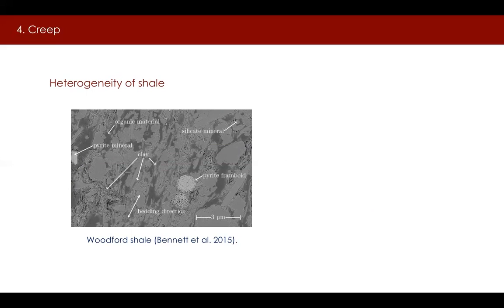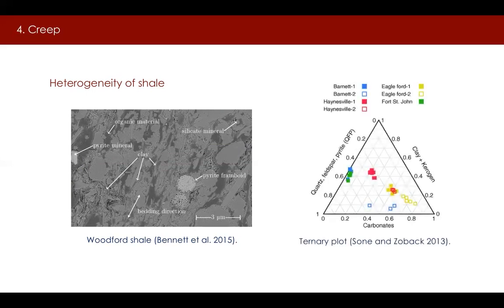That is why Sone and Zoback suggested to group these elements into hard and soft material groups, where the hard material group includes quartz, feldspar, pyrite, and carbonates, whereas the soft material group includes clays and kerogen. The figure on the right shows a ternary plot representing the composition of different shales, from which the percentages of the hard and soft material groups can be inferred.